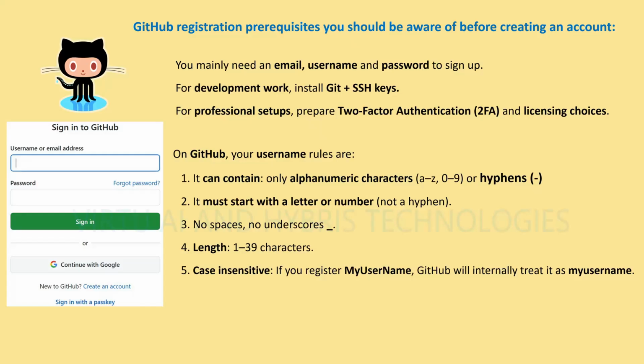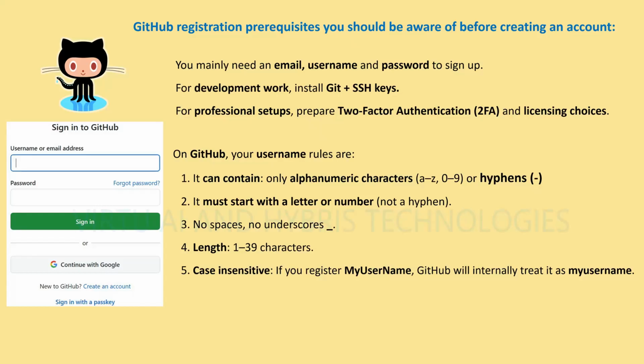The length can be between 1 to 39 characters, and it is case insensitive. Means if you try to give my username with the M and U N as capitals as shown here, GitHub will internally treat it as all small letters or characters.